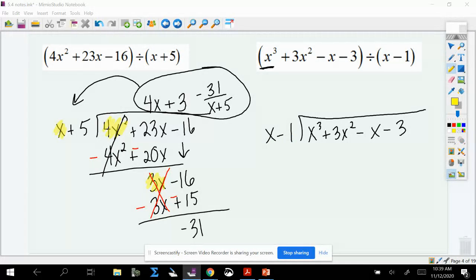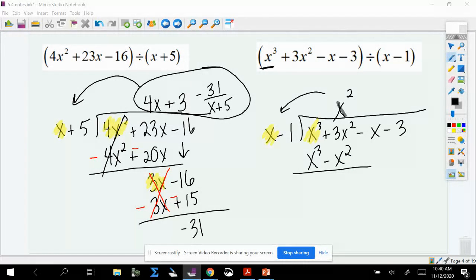So I'm looking to see what I multiply x by to get it to be an x to the third. That's going to be an x to the second, x squared. So I'm going to put it in my x squared column. Oops, shoot, I didn't have my pen. Sorry about that. X squared. So I'm going to multiply x squared through. So x squared times x is x cubed. X squared times negative 1 is negative 1x squared, or just negative x squared.